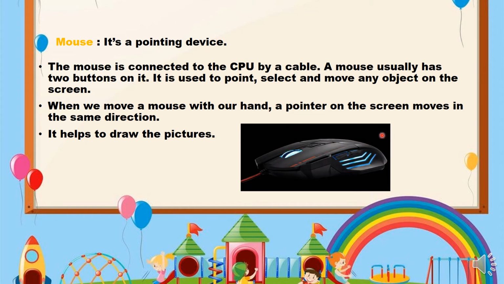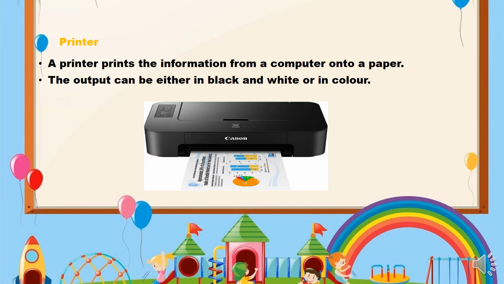Look at the picture of a mouse here. What do you mean by printer? A printer prints the information from a computer onto a paper. The output can be either in black and white or in color. This is the picture of a printer.